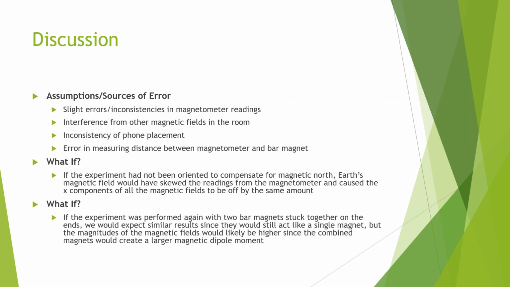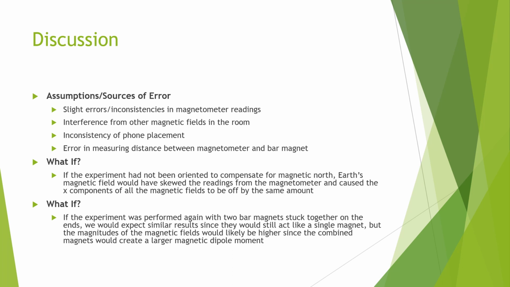Some sources of error present in this experiment: slight errors and inconsistencies in the magnetometer readings, interference from other magnetic fields in the room, for example light bulbs and other electrical equipment creating their own magnetic fields, inconsistency in the phone placement, and error in measuring the distance between the magnetometer and the bar magnet.